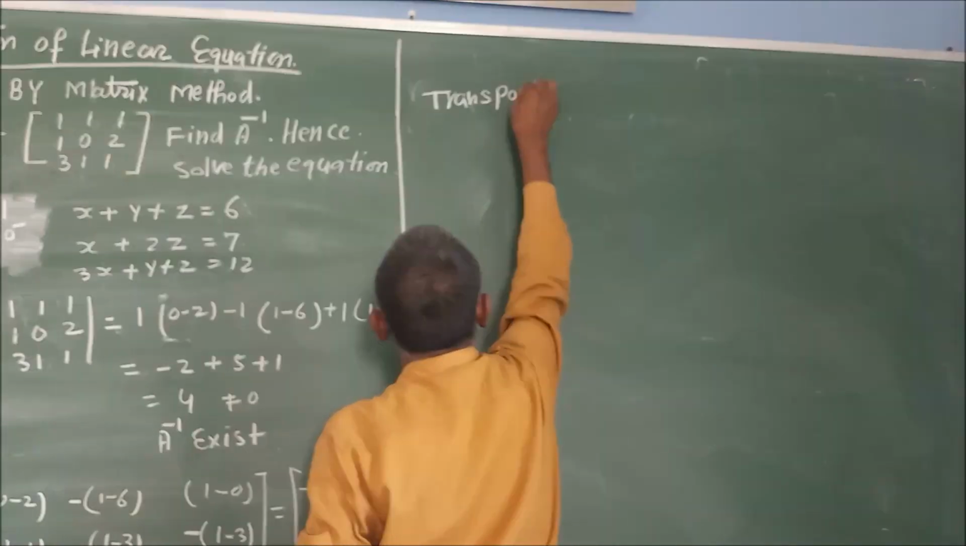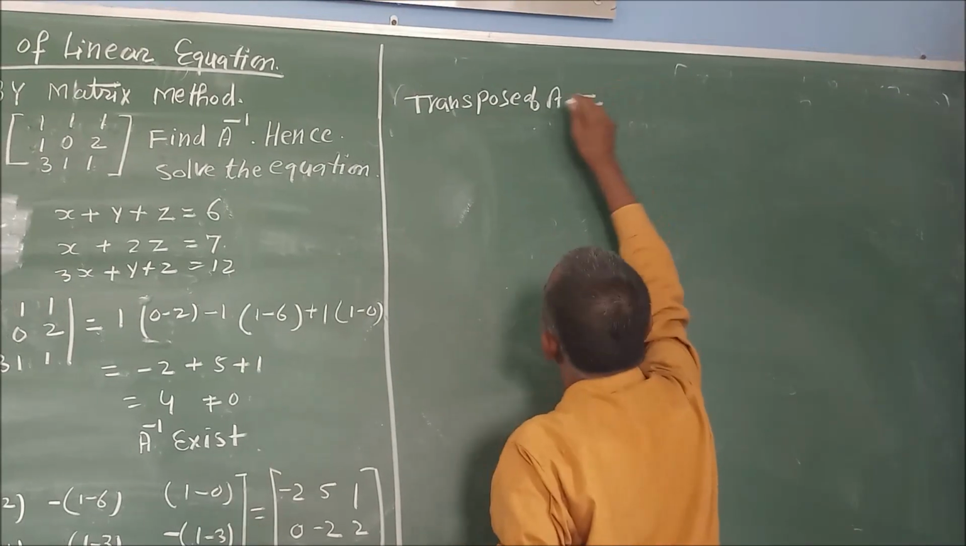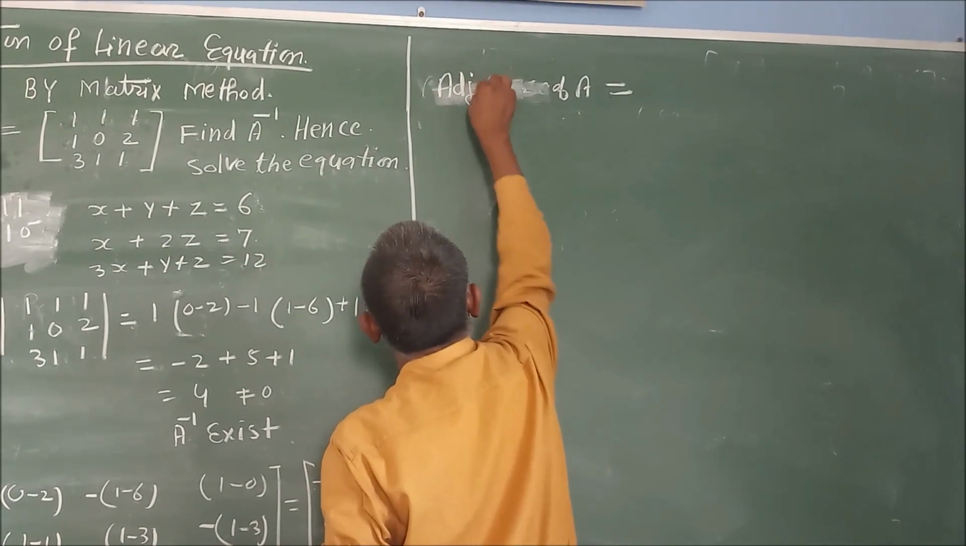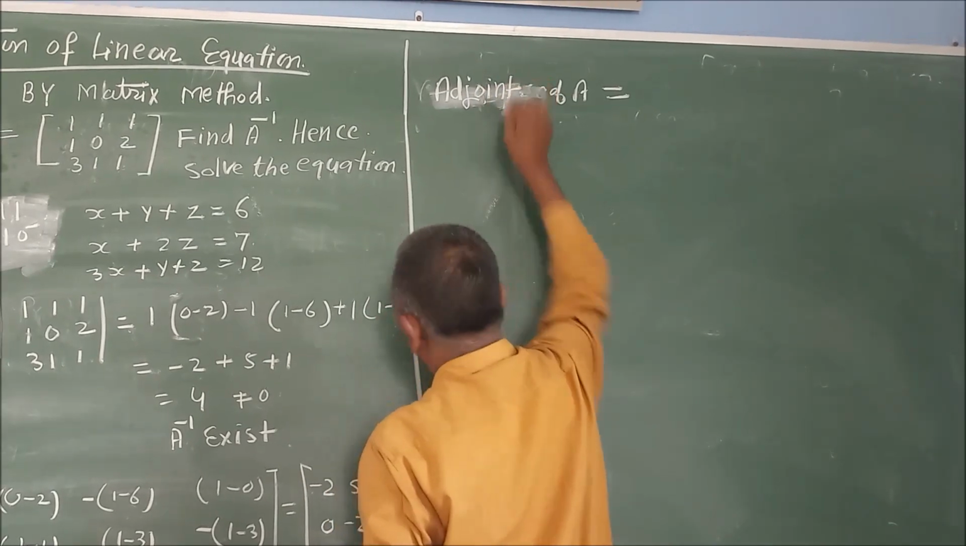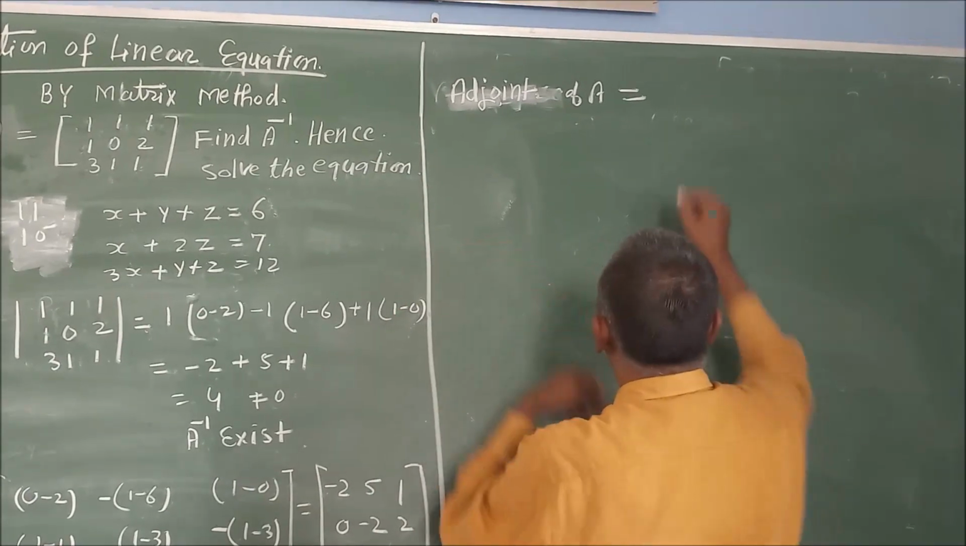Transpose of A. Not transpose of A, but adjoint of A. What is adjoint of A? Adjoint of A is equal to the transpose of this cofactor. We have to take the transpose of this cofactor to find the adjoint.